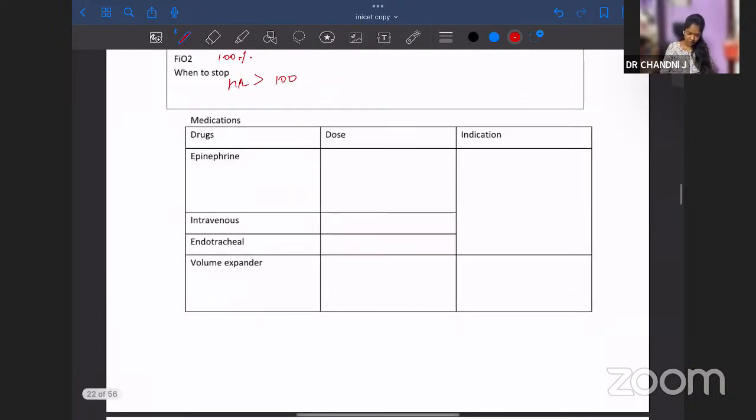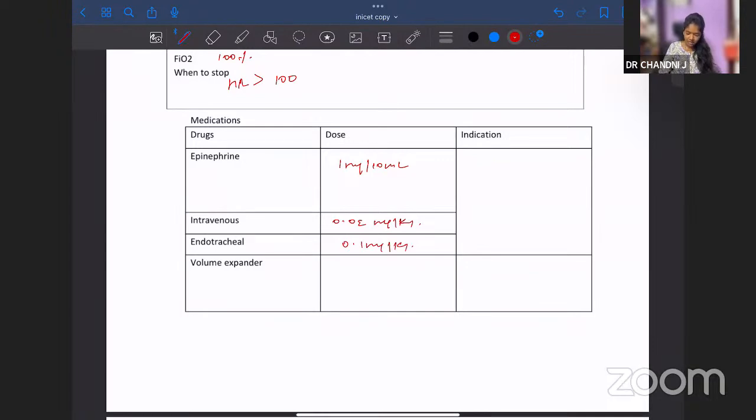So what are the drugs you can use? Epinephrine. The dilution needed is 1 mg per 10 ml. You can give it intravenous or endotracheal. Intravenous is the preferred route. The dose is 0.02 milligram per kg if it's intravenous. If it's endotracheal, it is 0.1 milligram per kg.